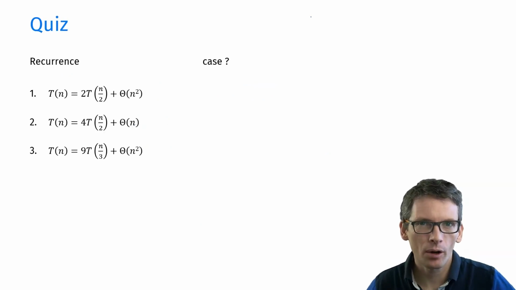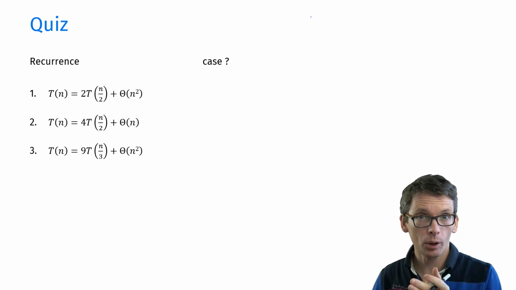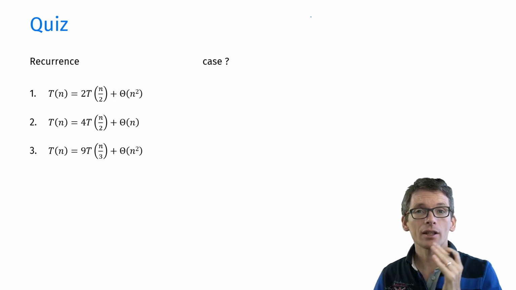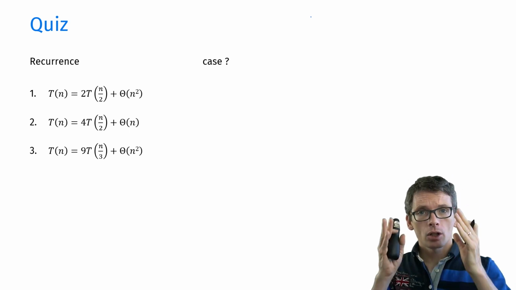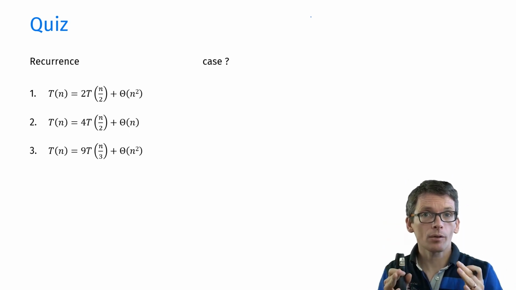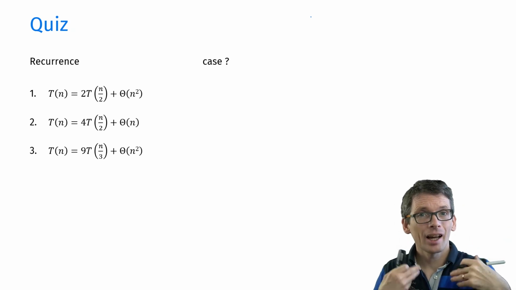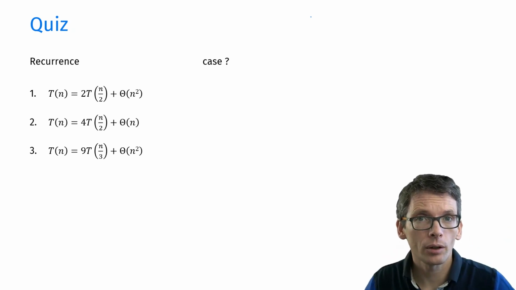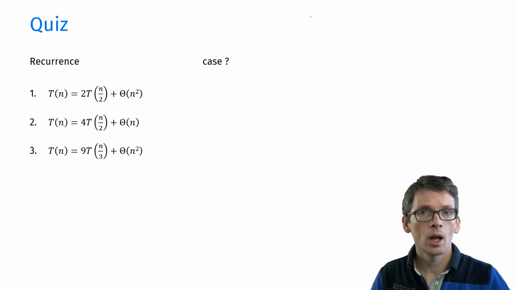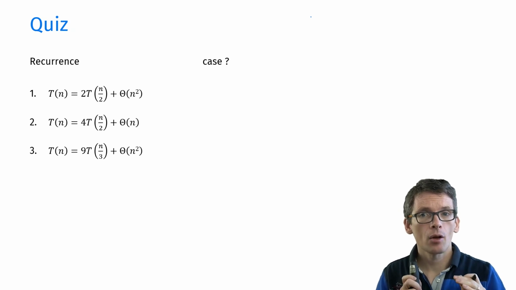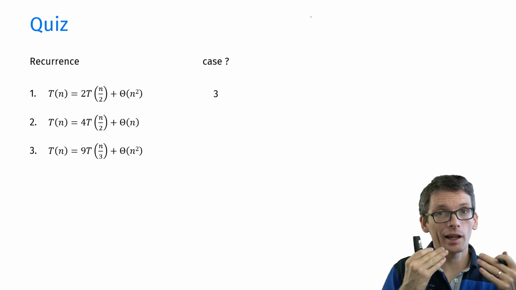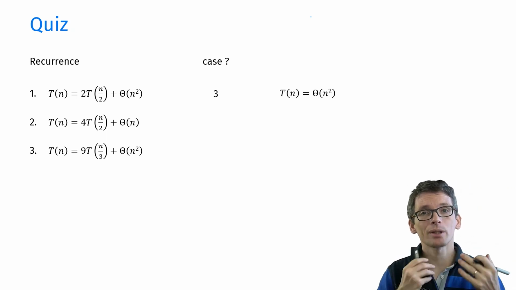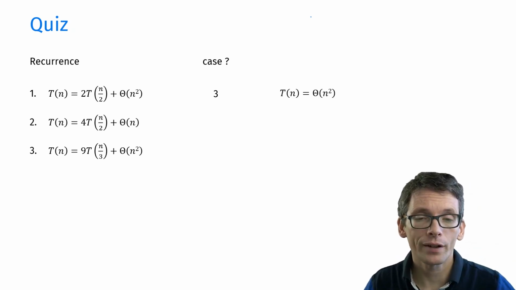So let's solve some recurrences, starting with the following one. T of n is 2 times T of n half plus theta of n squared. So which case of the master theorem are we in? Case 1, 2, or 3? And what does this recurrence solve to? We are in case 3, and therefore the recurrence solves to T of n is theta of f of n, which means it solves to T of n is theta of n squared.